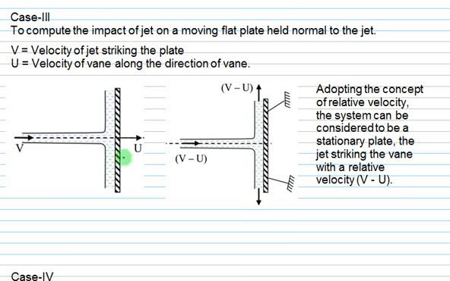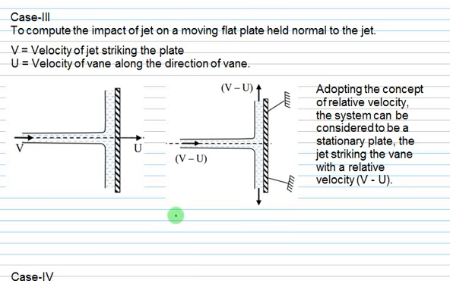So in this case the blade is moving with a velocity u, which is much lower as compared to the velocity v. Then only the jet will strike on the blade, on the vane. To solve this problem or to simplify it, we use the method of relative velocity. We assume that the plate is fixed and the jet is coming with a velocity of v minus u.